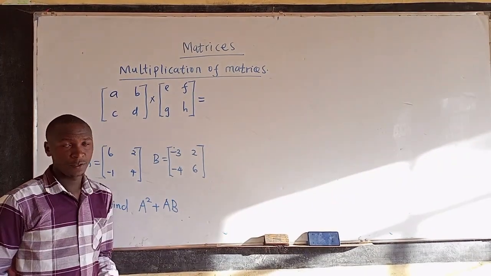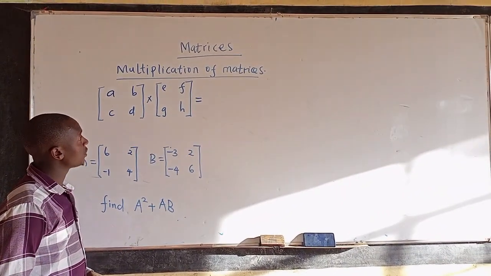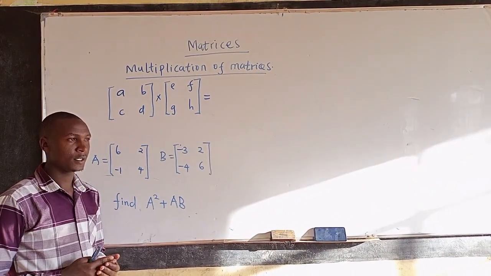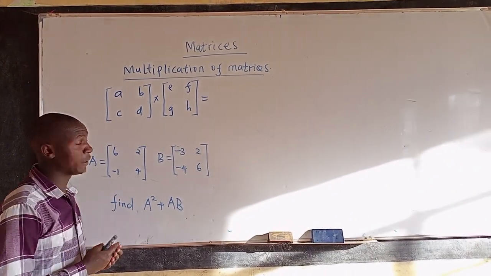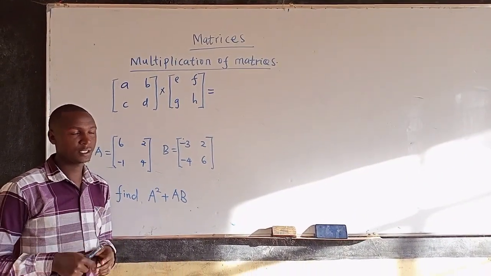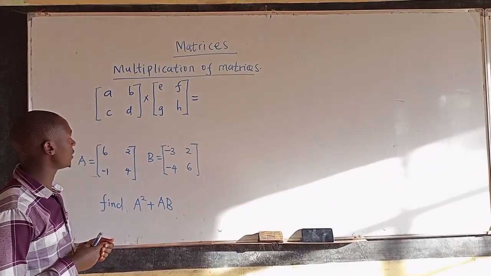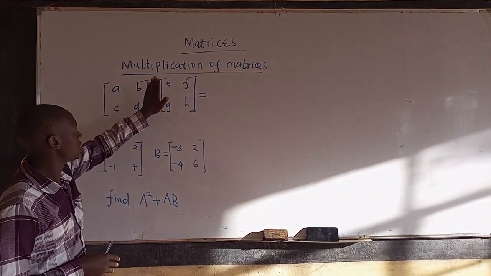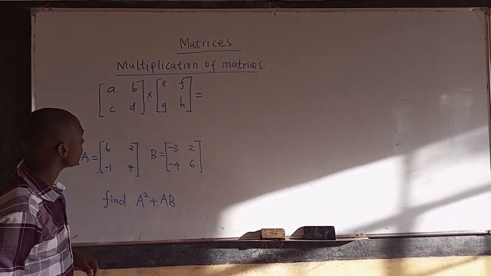In our next video, we are going to talk about multiplication of matrices. So how do we multiply matrices? Remember in our previous video, we discussed how to add or subtract matrices. And now, let us know how we can multiply those matrices. So if this is a matrix multiplied by another matrix, this is a cross multiplication.